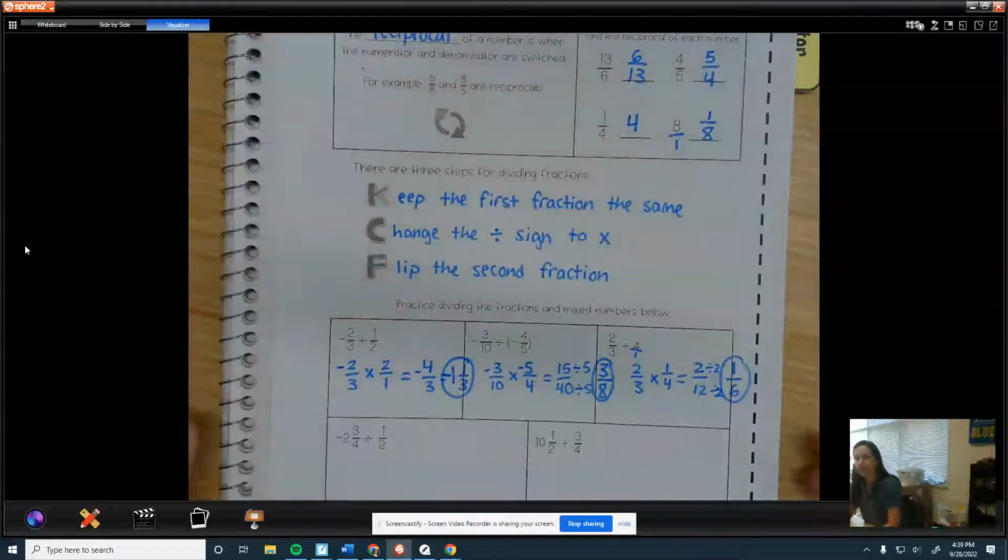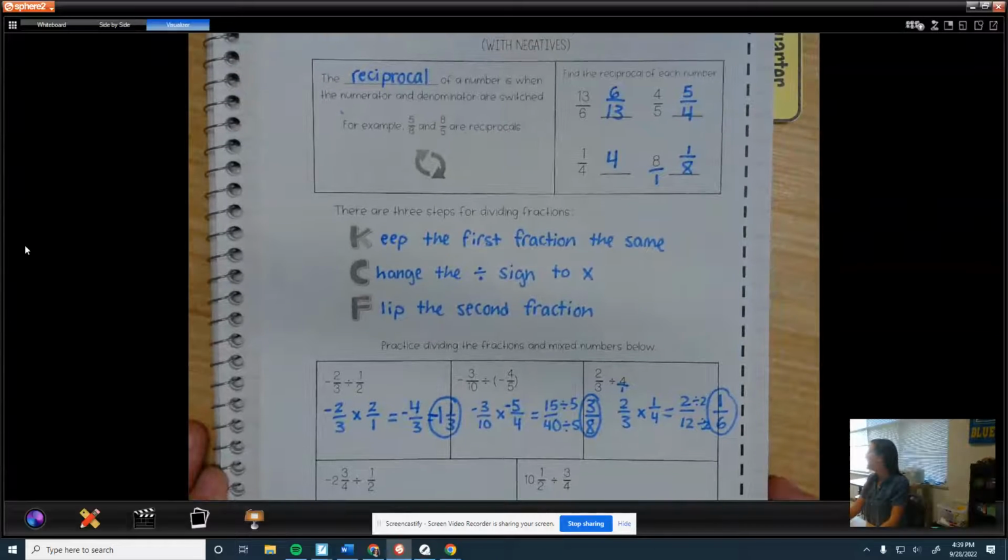So we're going to save the mixed numbers for tomorrow, just like we did on the multiplying. So don't worry about the bottom row yet. Just make sure you got everything that I've got. You can pause this if you need a minute. But once you're done, you can put your notebook away.